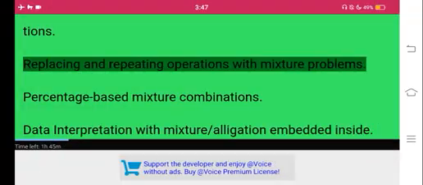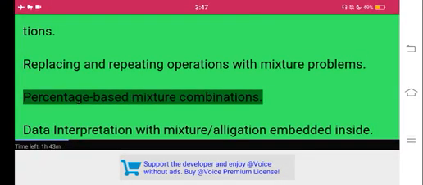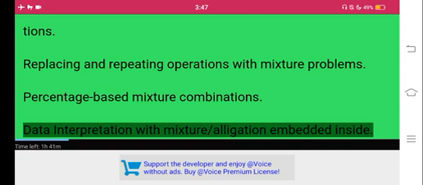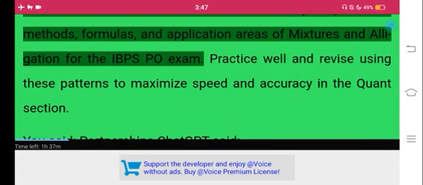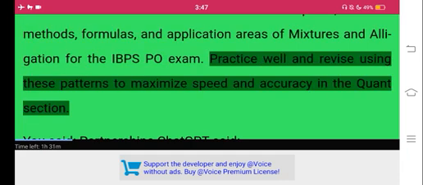Replacing and repeating operations with mixture problems. Percentage-based mixture combinations. Data interpretation with mixture allegation embedded inside. This lecture covers all essential theoretical aspects, shortcut methods, formulas, and application areas of mixtures and allegation for the IBPS PO exam. Practice well and revise using these patterns to maximize speed and accuracy in the Quant section.